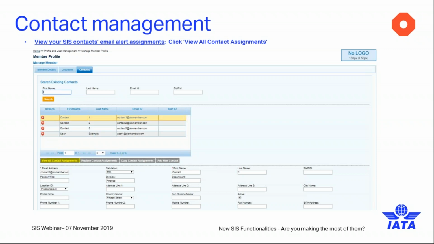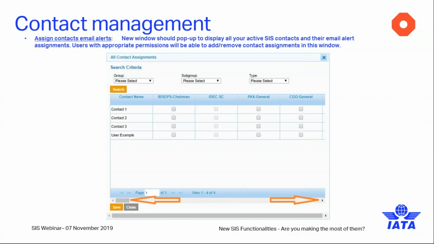To view your SIS contacts' email alerts and who are assigned to receive specific alerts, click the button called View All Contact Assignments. This will bring a pop-up box like this that you see on the screen that will display all your active contacts and their email alert assignments as they are now. Users with the appropriate permissions will be able to add or remove contact assignments on this window. So from here, you would simply be able to check or uncheck the boxes for the necessary contacts, for the necessary alerts that you wish that contact to receive or no longer receive.